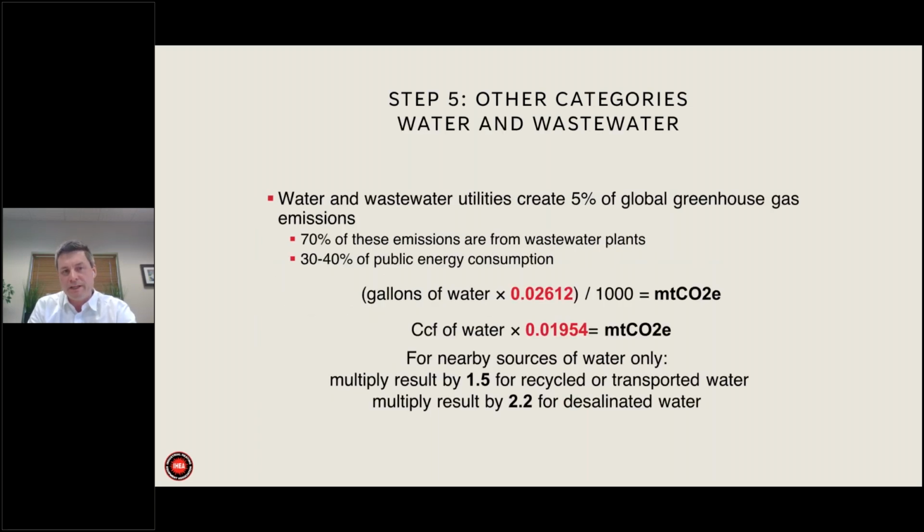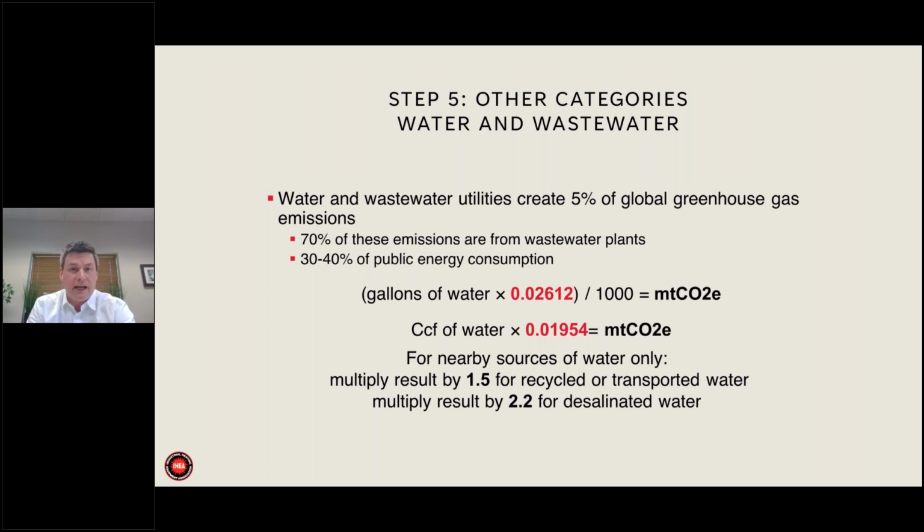So I just wanted to talk about wastewater. Wastewater is 5% of global greenhouse gas emissions, direct cause, and 30 to 40% of local economies' electricity is used for wastewater treatment. So I put this here just so everybody knows what this is. If you know how many gallons of water you're using per year, it's about equal to how many gallons of water you're wasting each year, and it has to go through a wastewater treatment plant. So if you have your water bill, you can figure it out.